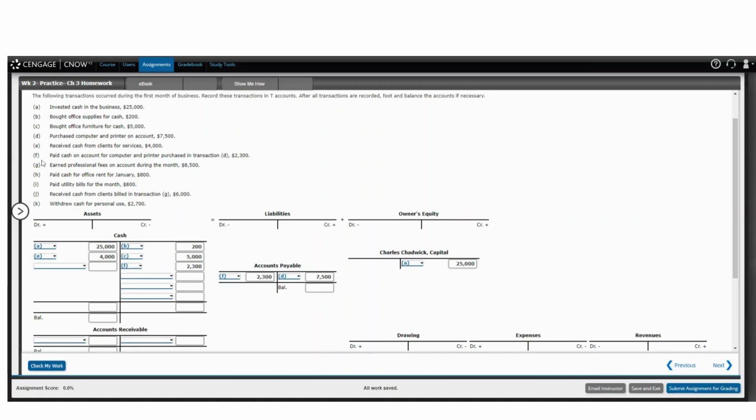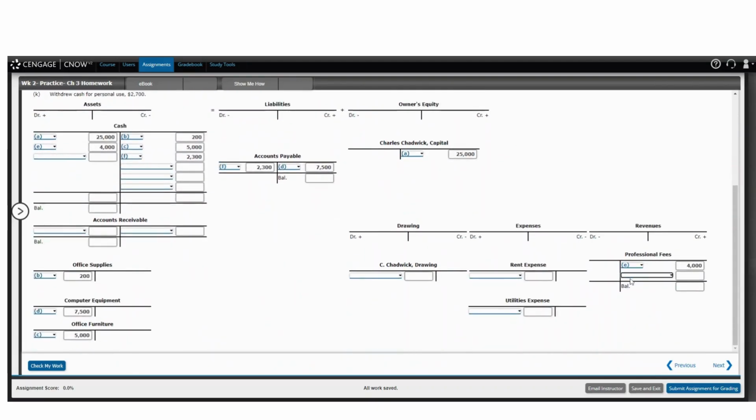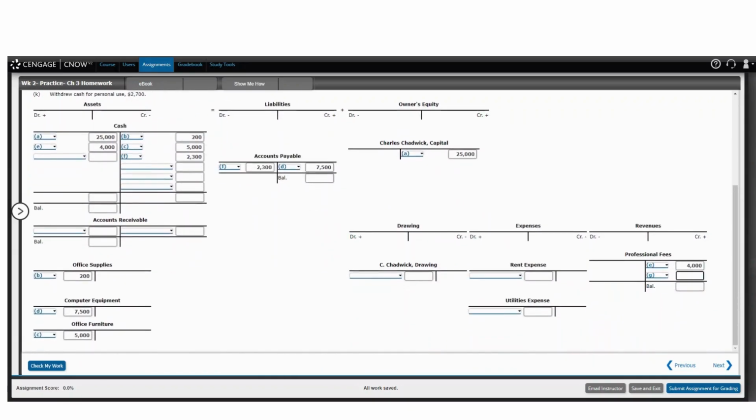Right? In G, they earned professional fees on account during the month for $8,500. So for this one, this is revenue. We recognize revenue when it is earned, even if they haven't paid us that revenue yet, okay? So I know professional fees are my revenue. So G, I'm going to scroll down. And that amount was $8,500.